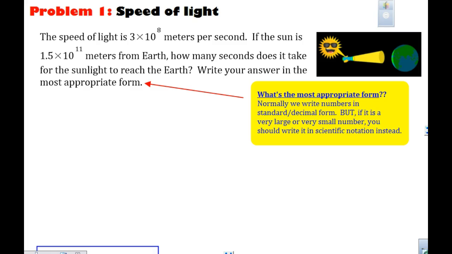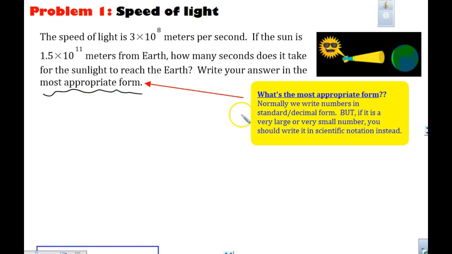So as you start us off, Abby, would you please start and read the story problem? The speed of light is 3 times 10 to the 8 meters per second. If the sun is 1.5 times 10 to the 11 meters per second, how many seconds does it take for the sunlight to reach Earth?